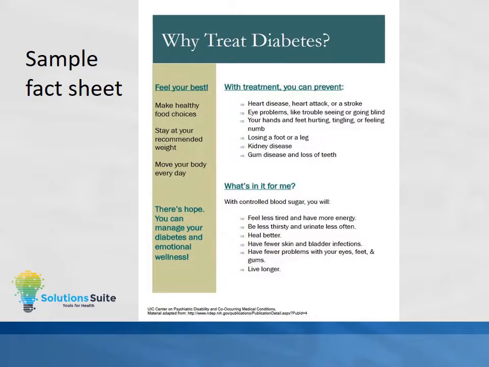Here's an example. It's our fact sheet entitled, Why Treat Diabetes? As you can see, it covers points such as how treatment can help people avoid heart disease, blindness, amputation of a limb, kidney disease, and tooth loss. It also tells people that treating their diabetes is likely to make them feel less tired, less thirsty, heal better from injuries, have fewer skin and bladder infections, and live longer. So, treating diabetes effectively isn't just about regulating the amount of glucose in your blood. It also leads to better physical and emotional quality of life.